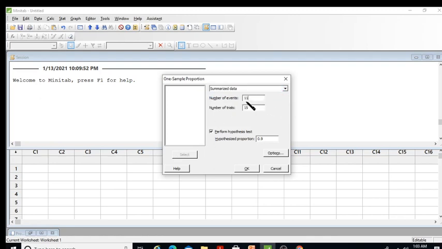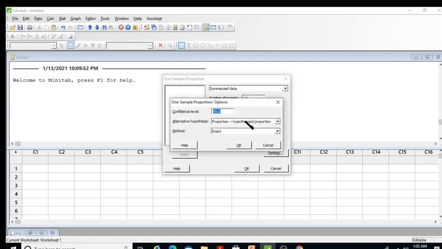Let's say I have summarized data. The number of successful events, where the drug is effective, is 11, and the total number of trials is 15. Then click on perform hypothesis test; your hypothesized proportion is 0.9. Because your significance level was 5%, the confidence level comes out to be 95%. Because it's a left tail test, the population proportion should be less than the hypothesized proportion, and we will use the exact method.